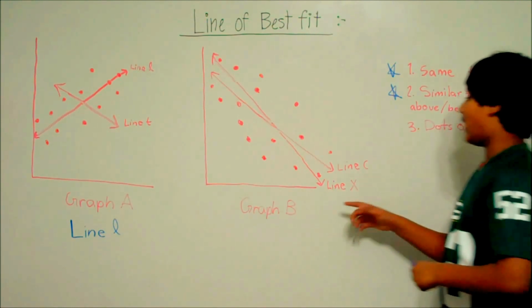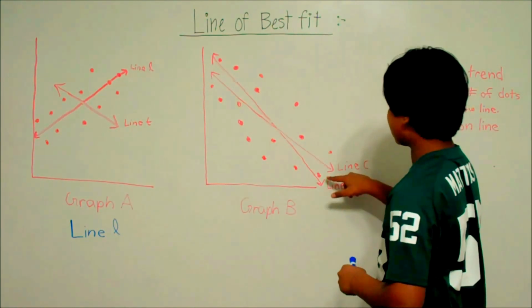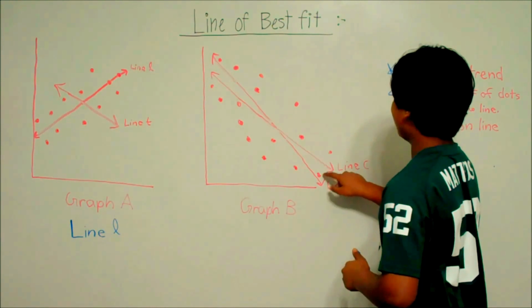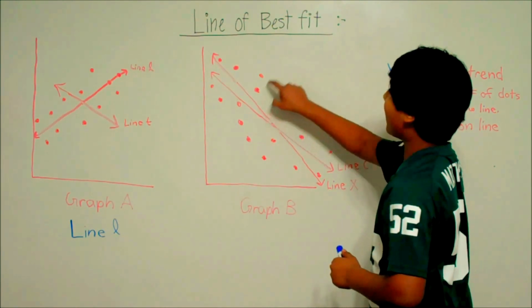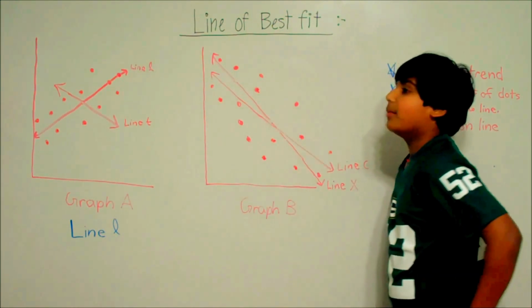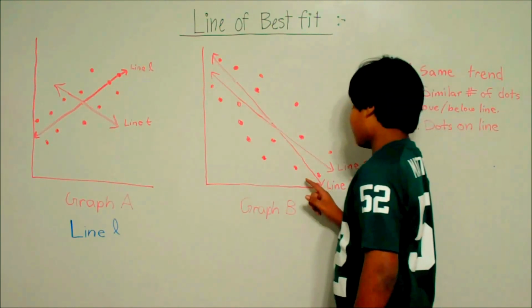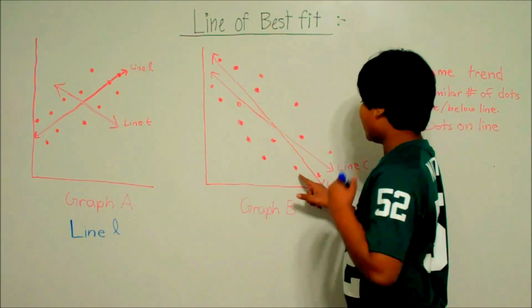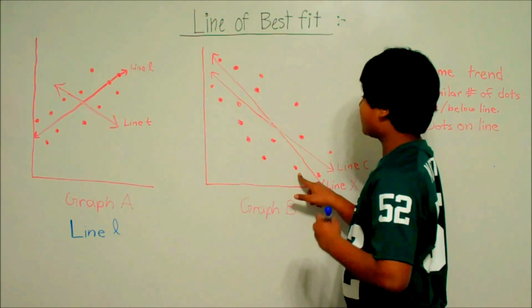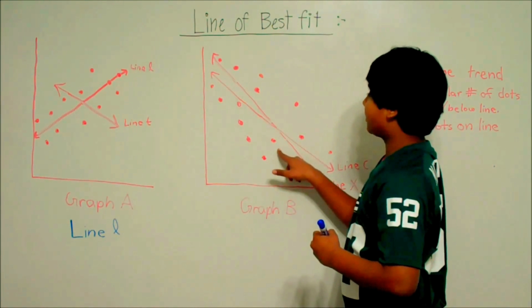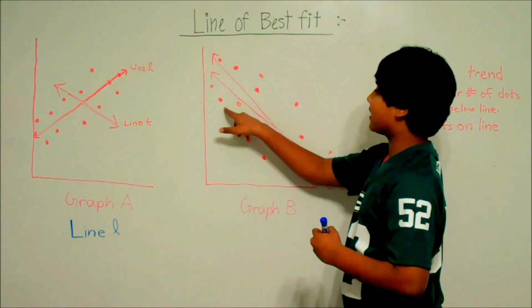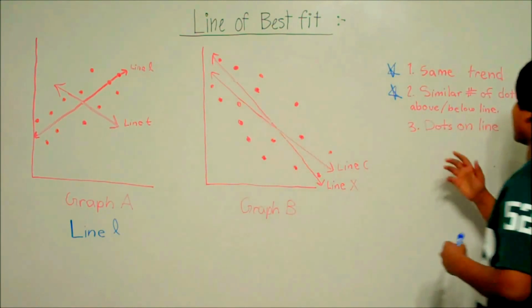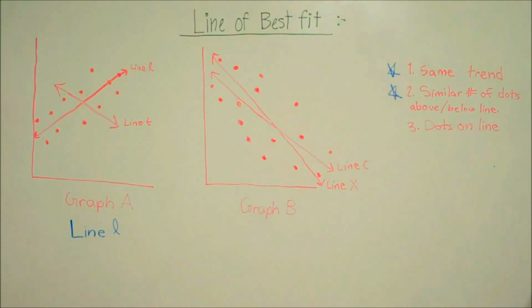Now let's check line X. Line X has 8 dots above the line. 1, 2, 3, 4, 5, 6, 7, 8. And on the bottom, it has 8 dots below the line too. 1, 2, 3, 4, 5, 6, 7, 8. So it has the same number of dots above and below the line.